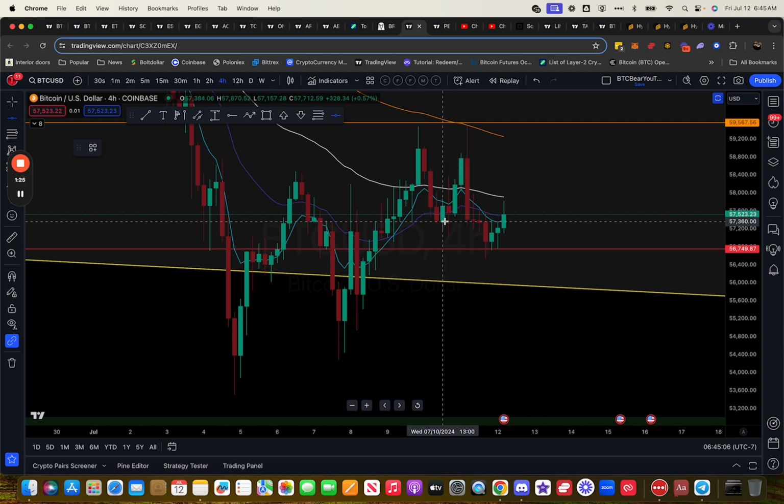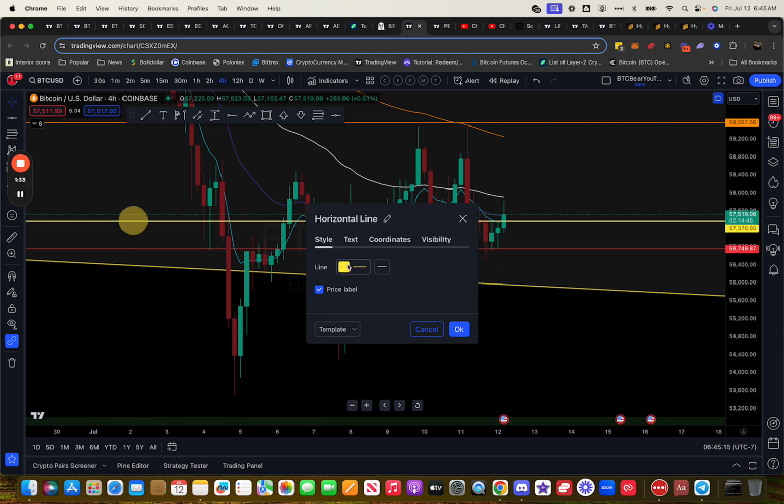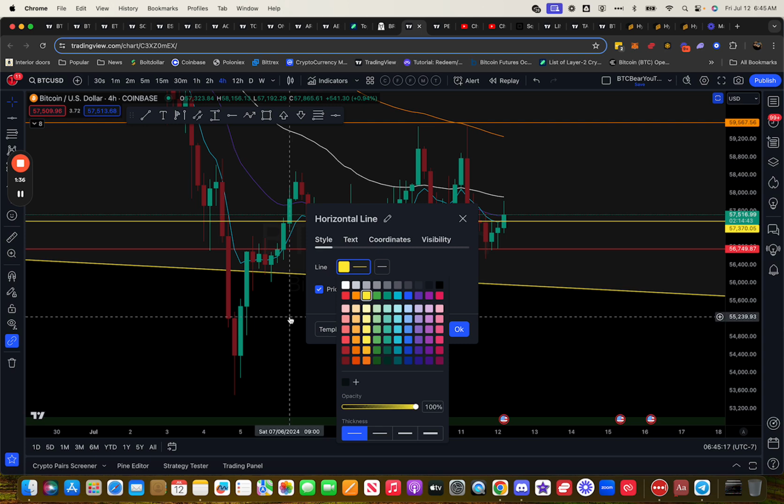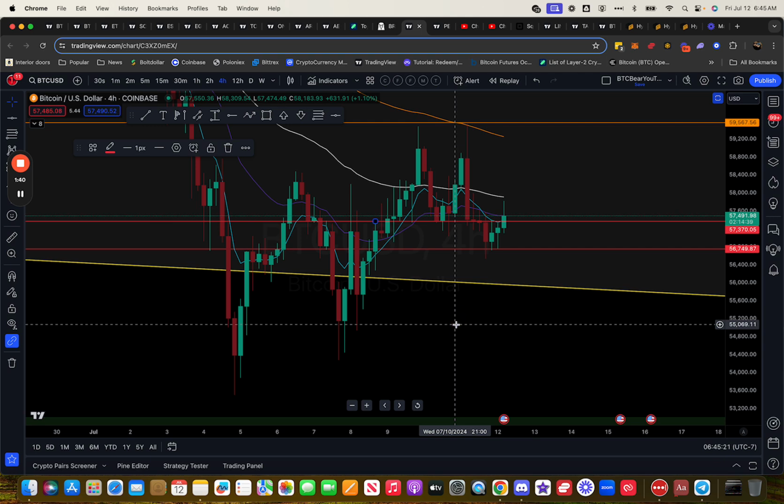I like using the candle body. So here are the candle bodies. It's not letting me change the color. Let me try this way. I don't know what's going on. All right, there we go. The computer's acting a little funny. I'm going to have to restart it in a minute.